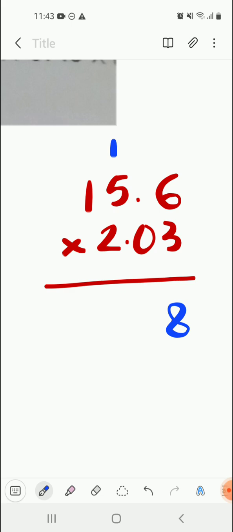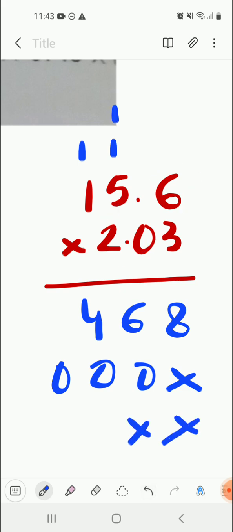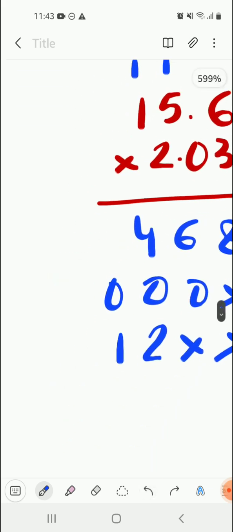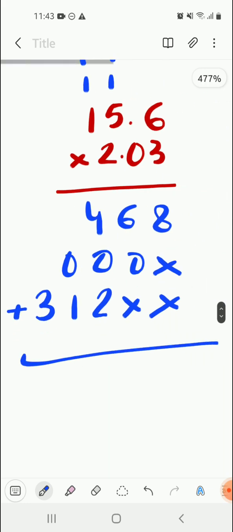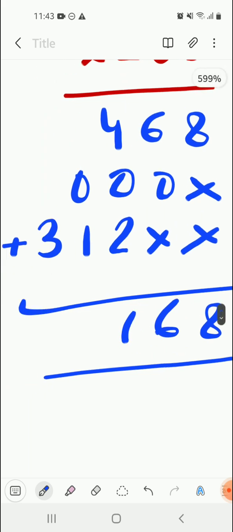3 into 5 is 15 plus 1, 16. 3 ones are 3 plus 1, 4. Then 0 into 6, 0. 0 into 5, 0. And again 0. Moving on, 2 into 6, 12. 2 into 5, 10 plus 1, 11. And 2 ones are 2 plus 1, 3. Add 8 plus 0 plus 0, 8. 6 plus 0, 6. 4 plus 2, 6. 3. 1 plus 0, 1. And 3 plus nothing.